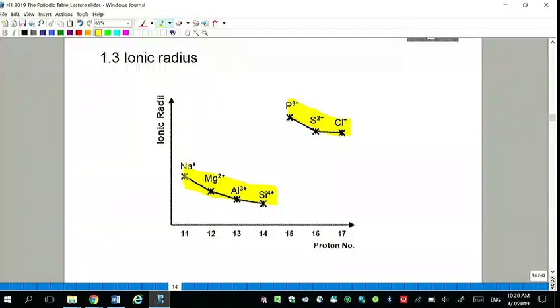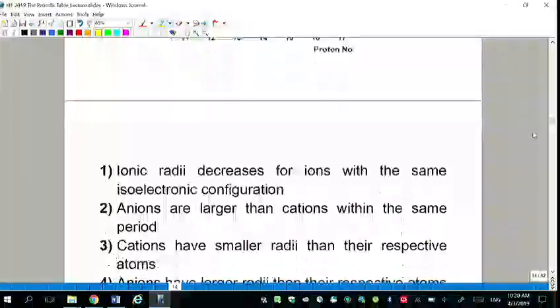Then you may want to consider the next thing: if I compare your sodium ion with your sodium atom, which will have a larger radius? If I compare a chlorine atom with a chloride ion, which will have a larger radius? Think. Now, first thing, let's look at this sketch.